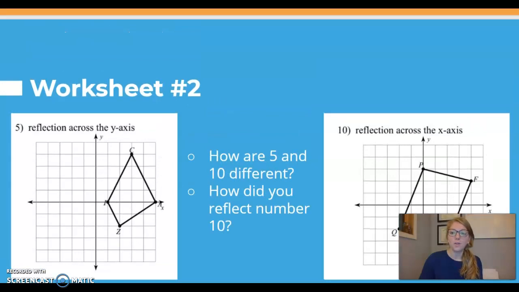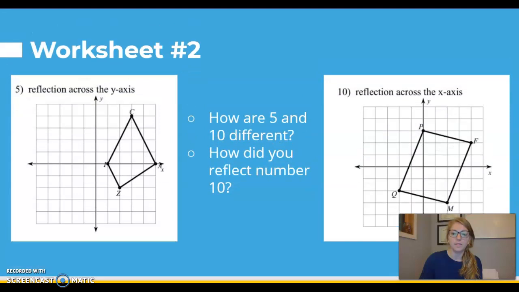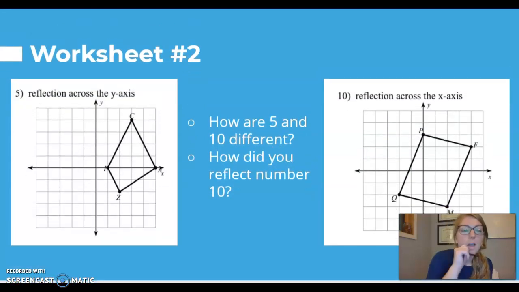The problems do get a little bit more complicated as you go through the worksheet. Whoops, sorry, I'm trying to make this fit. Okay, there we go. So number 5, we have a quadrilateral, AZIC, and we want to reflect across the y-axis. So remember, that's our vertical axis. And the way we do this is we just figure out the distance of each point from the line of reflection and plot them on the opposite side.